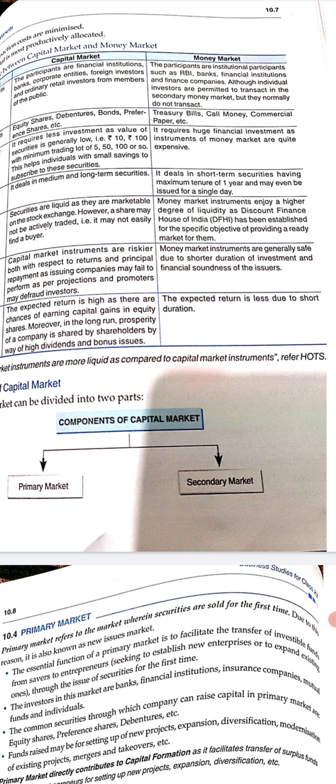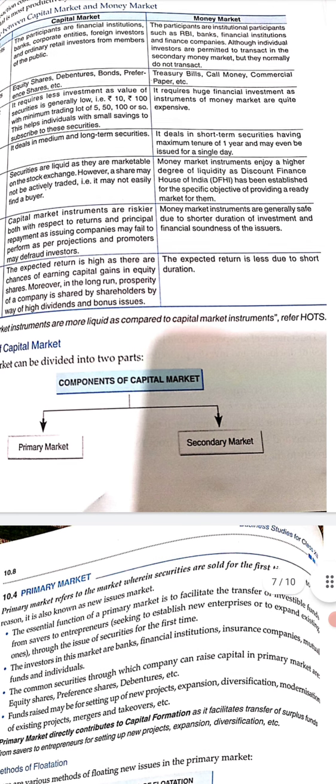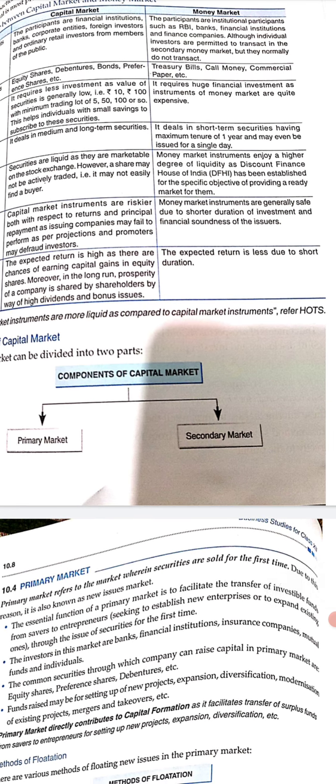Capital markets are liquid as they are marketable on stock exchange. However, a share may not be actively traded, that is, it may not easily find a buyer. But money market instruments enjoy a higher degree of liquidity as the Discount and Finance House of India has been established for the specific objective of providing a ready market for them.